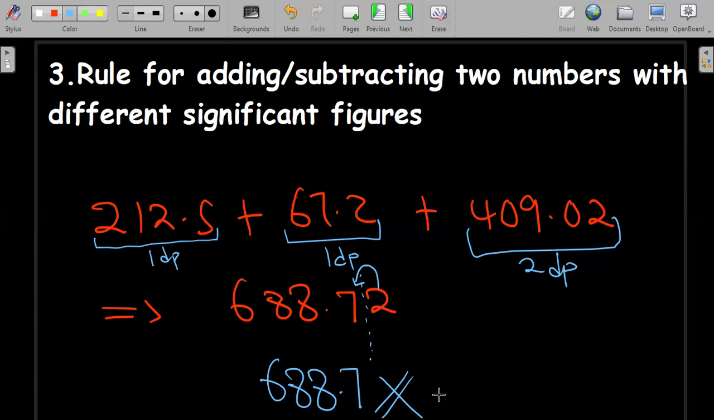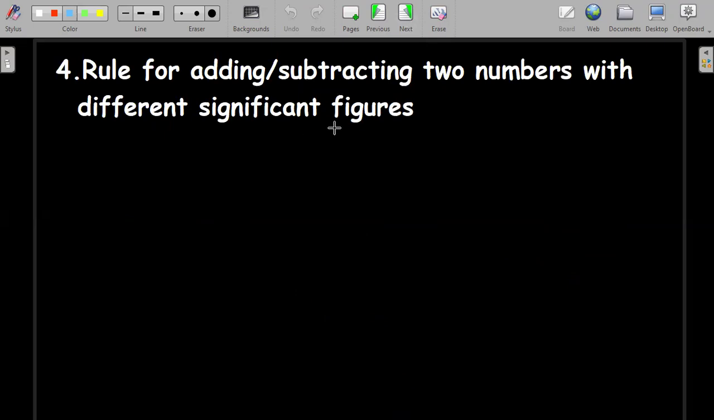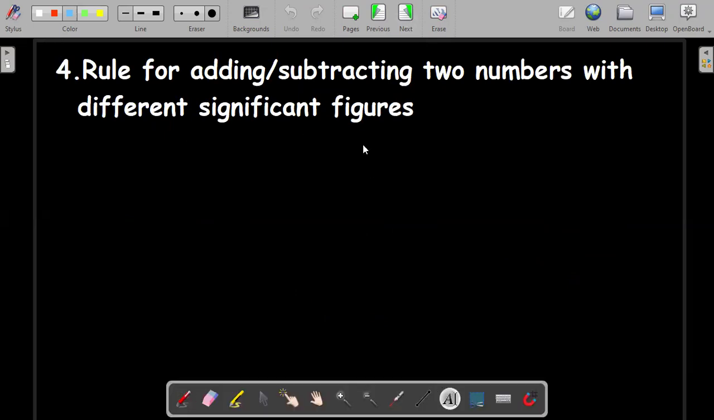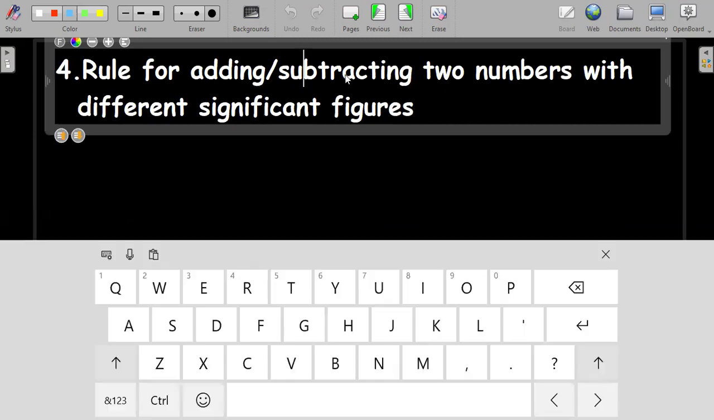All right, so if you have any questions there on the addition and subtracting of numbers that have different significant figures, you can ask. Okay, so if there are no questions, let's go to the next part. So the next part here, I should have written multiplying and dividing. That was an error there, so let me just correct it.